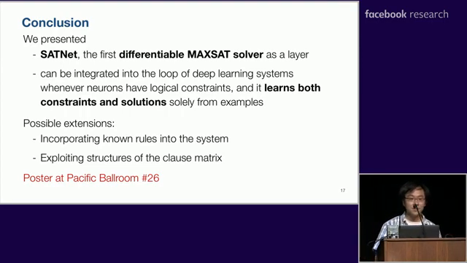Hi, thanks for the talk. I was wondering how you choose which clauses to include. So in the example, you had this formula that had 3 clauses, and then you had a 3-by-3 clause matrix. But how do you know which clauses you should have there? Or do you just include all of them?